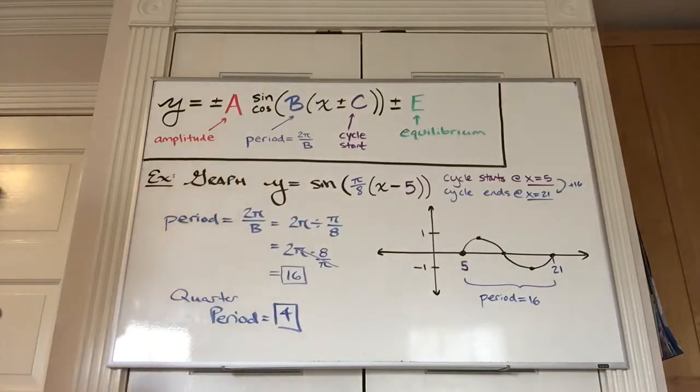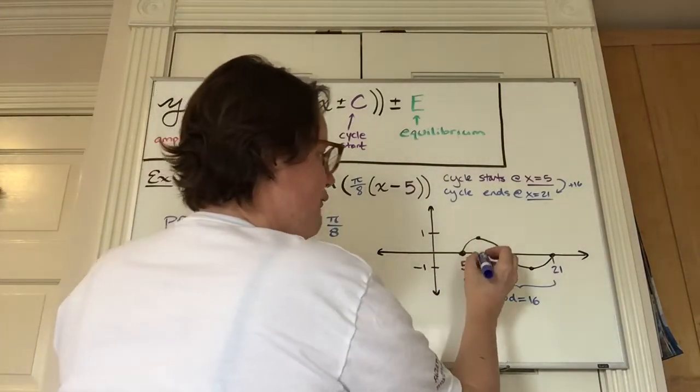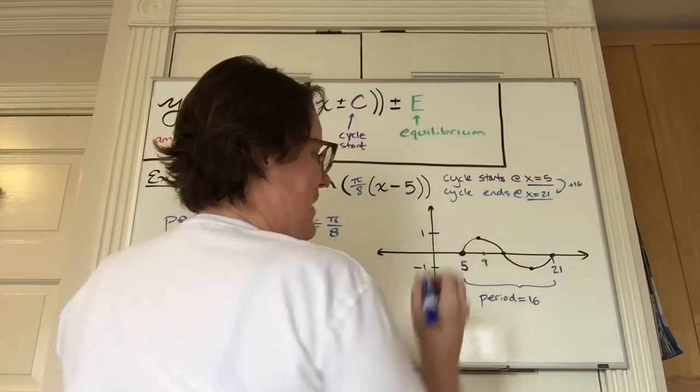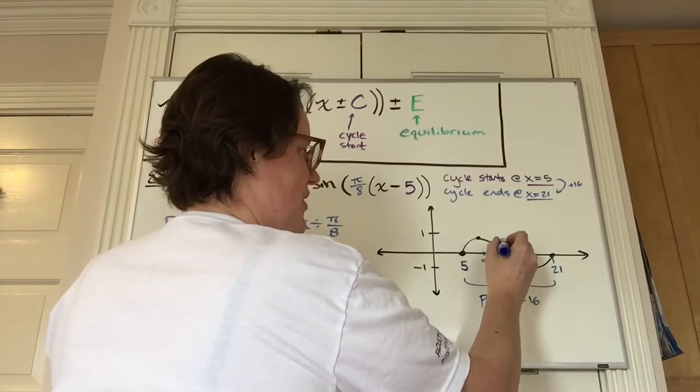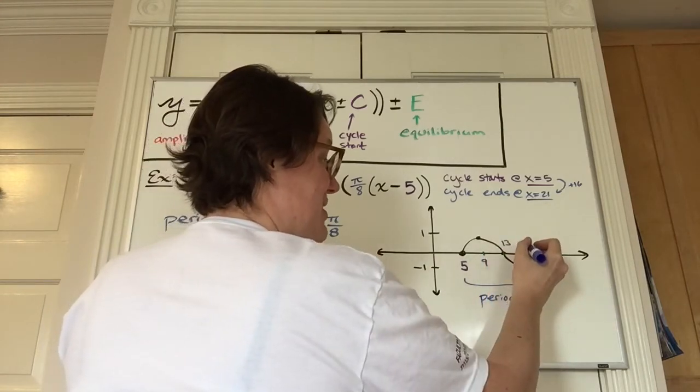All right. Does that make sense? Yeah. Let's think about our quarter period. The quarter period is how long it takes to go to a sort of special point. So 4 units after 5, I would be at an x of 9. 4 units after that, I'd be at an x of 13. 4 units after that, I'd be at an x of 17.